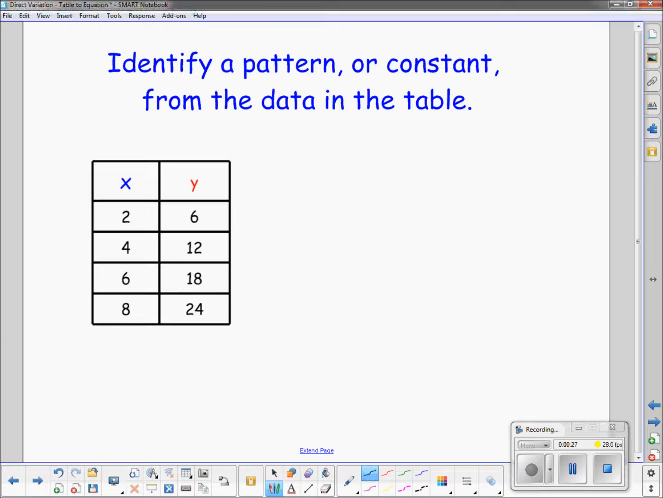As we look at this example here, we're supposed to identify a pattern or find a constant from the table. And what I notice is to get from my 2 to my 6, or from my x to my y, I multiply by 3. Looking at the next row, 4 times 3 gives me 12. 6 times 3 gives me 18. 8 times 3 gives me 24. I notice that that's a pattern and that it's happening every single time, so we call that a constant.